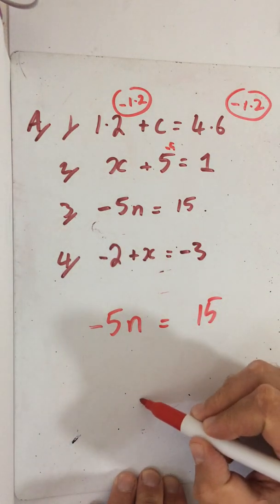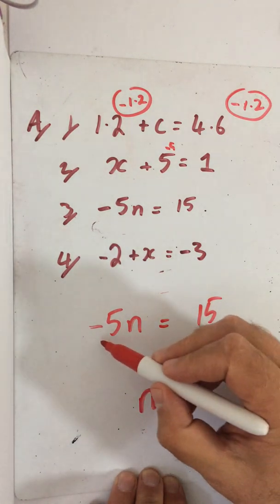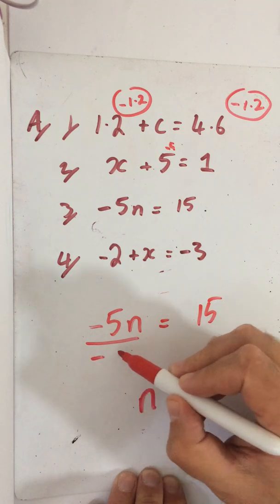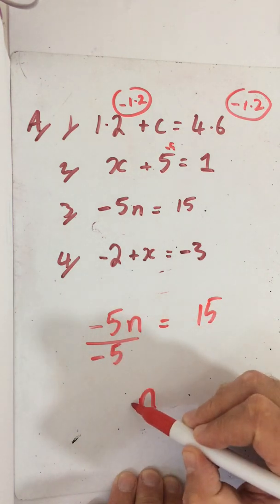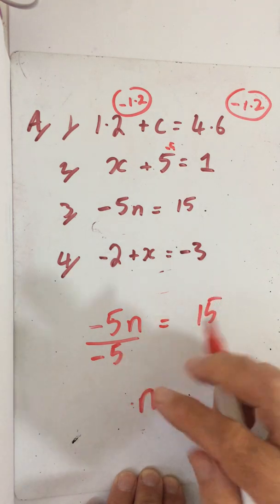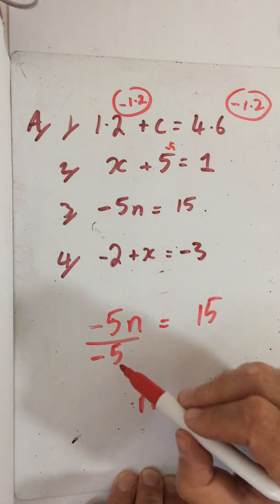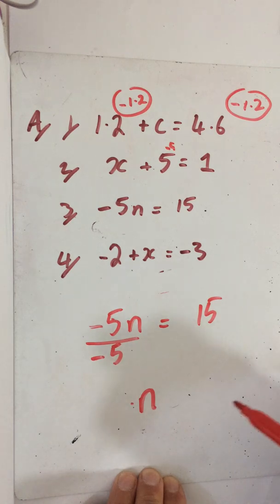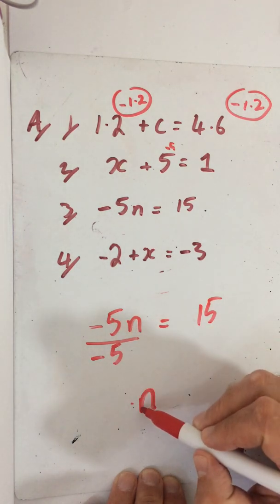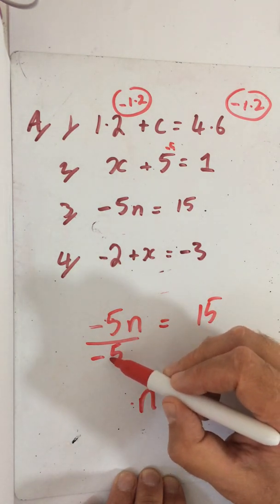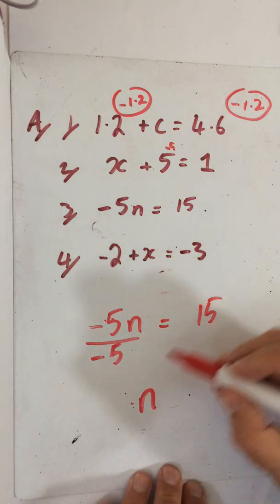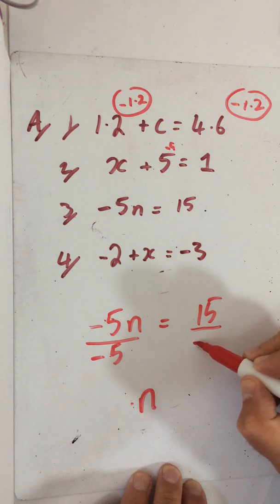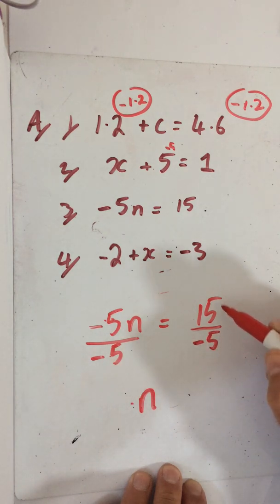Remember, we want this n to be a positive n, so we have to divide it by a negative 5, because a negative divided by a negative gives me a positive. Otherwise I'd end up with a negative on this side. So I'm going to divide it by negative 5, and that will give me an n. Minus 5 divided by minus 5 is a positive 1, so it's 1n.